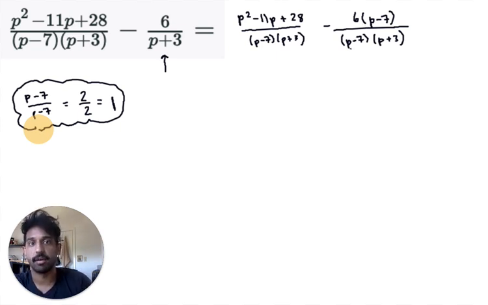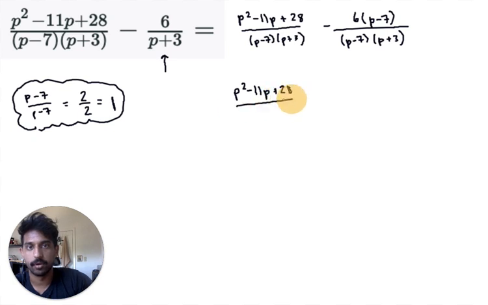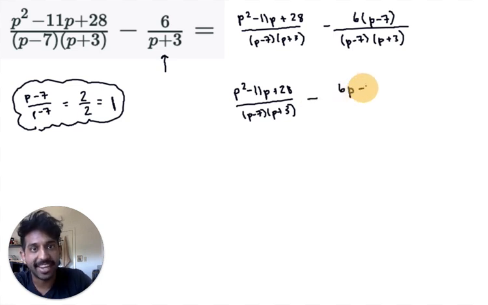Alright, so we have this now. Because they have the same denominators, we can combine the fractions. But before we do that, let's distribute the 6 here. Again, we're going to bring this down, p squared minus 11p plus 28, all over p minus 7, p plus 3, minus 6 times p will give me 6p, and negative 7 times 6 will give me negative 42. And then that's also over p minus 7, p plus 3.